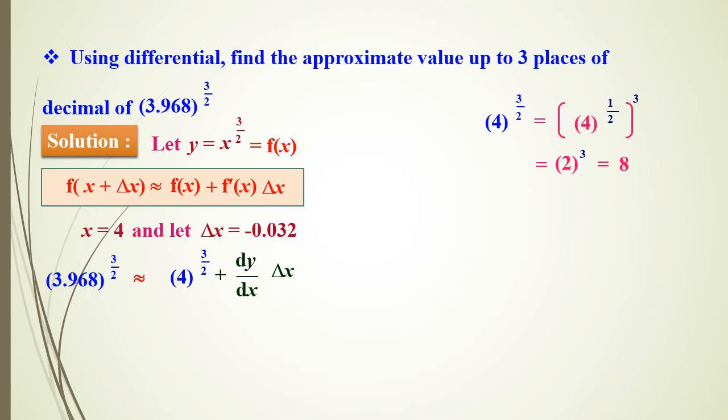With the continuation of the approximation concept, when you will be finding the approximate value of 3.968 whole raised to 3 divided by 2. Whatever the procedure we have adopted for the previous sums, here also the same, but the x and delta x values must be different. So x must be taken as 4, because 4 raised to 1 by 2 is just 2, so that you can come out of the square root very easily.